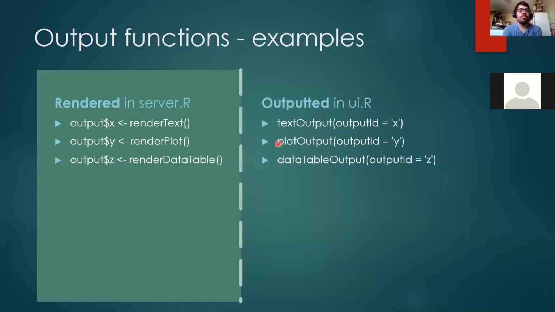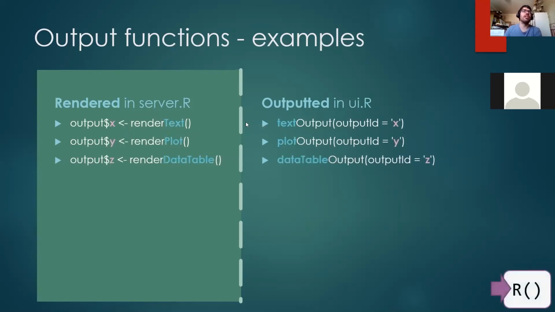Output functions. You've got a few of these to look at as well. The secret about an output function is that, first of all, it needs rendered in the server file, then outputted in the user interface. And what you'll find is that every single one of these render functions that you use in server corresponds quite nicely to the output function here. So you're telling it to render text to output a text output, render plot, output a plot output, and render data table to output a data table.